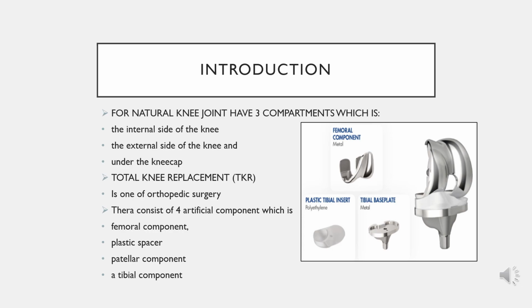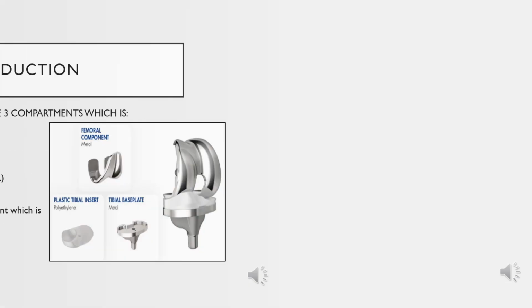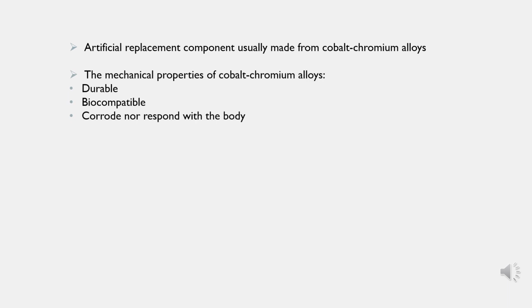Therefore, there are four artificial components which compose TKR, which are the femoral component, plastic spacer, patellar component, and lastly, the tibial component. Artificial replacement components are usually made of strong metal, ceramic, or plastic. So TKR will have parts made of materials such as metal. Usually, total knee replacement is made from cobalt chromium alloy because the material is durable, biocompatible, and corrosion resistant, so it does not react with the body.